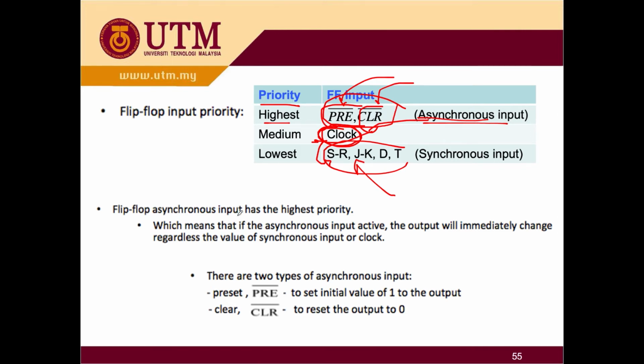So flip-flop asynchronous input has the highest priority, which means that when the asynchronous input is active, the output will immediately change regardless of the value of the synchronous input or clock. There are two types, which are preset and clear. Preset sets the initial value of the output to 1, and clear resets the output to 0.